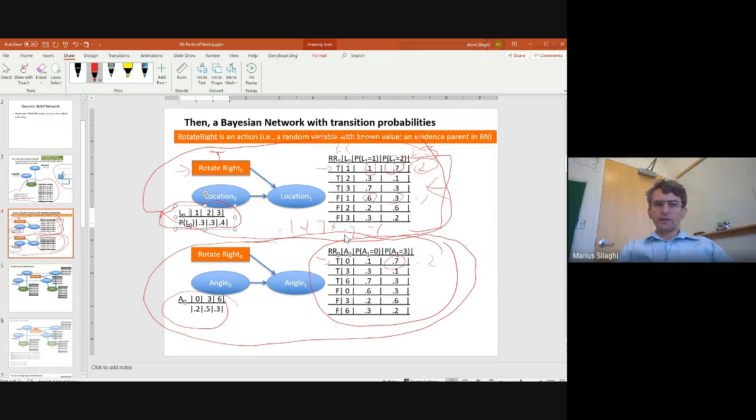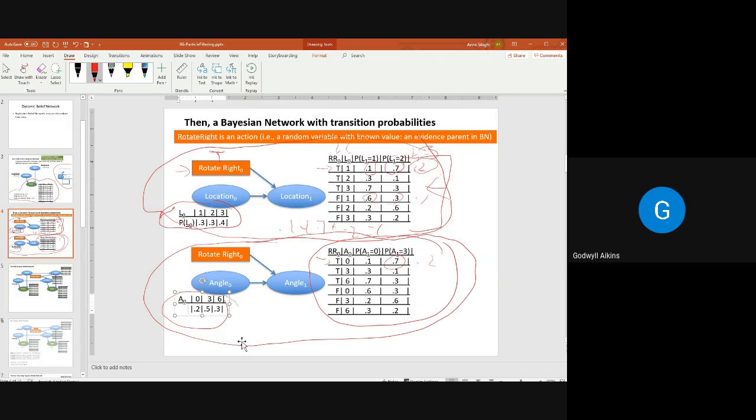So the first row here is location 1, 2, or 3, and the second row is the probability of the location being at that position. Okay. Was this not clear?